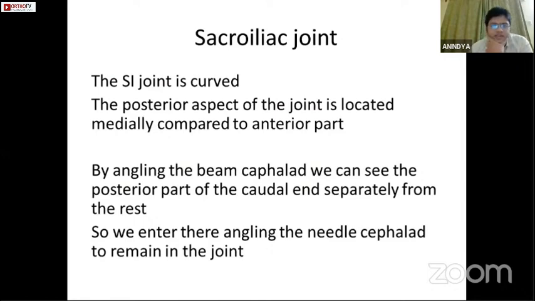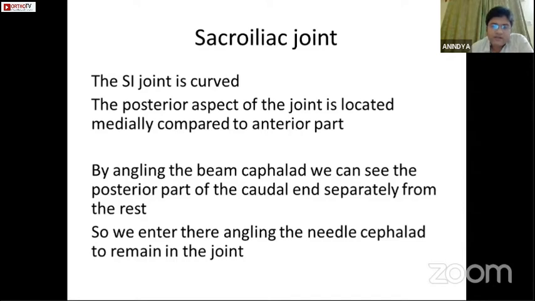Let's come to the sacroiliac joint. Basically, the sacroiliac joint anatomy is curved. The posterior aspect of the joint is located medially compared to the anterior part. So this gives a very complex structure to the joint when you're trying to inject it. So for practical purposes, for injecting, we have to target the lower part of the joint, since we are trying to gain access to the joint from the posterior side, from the back.